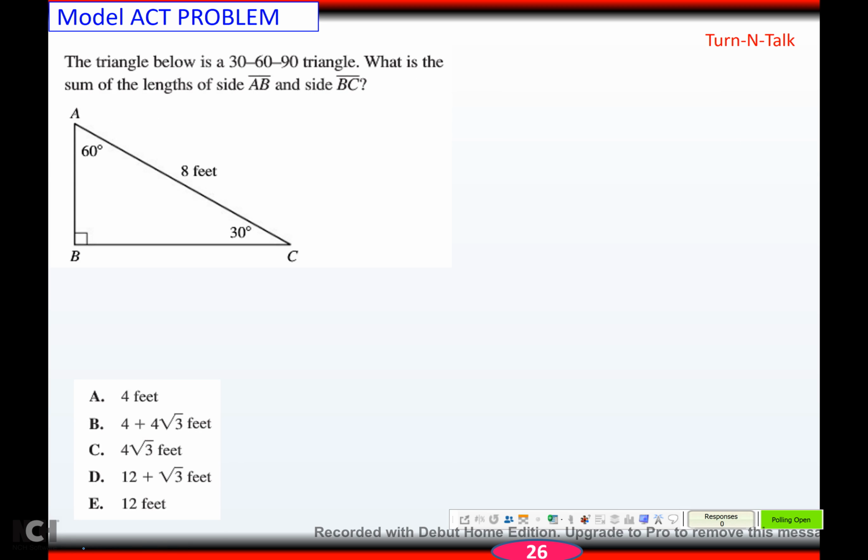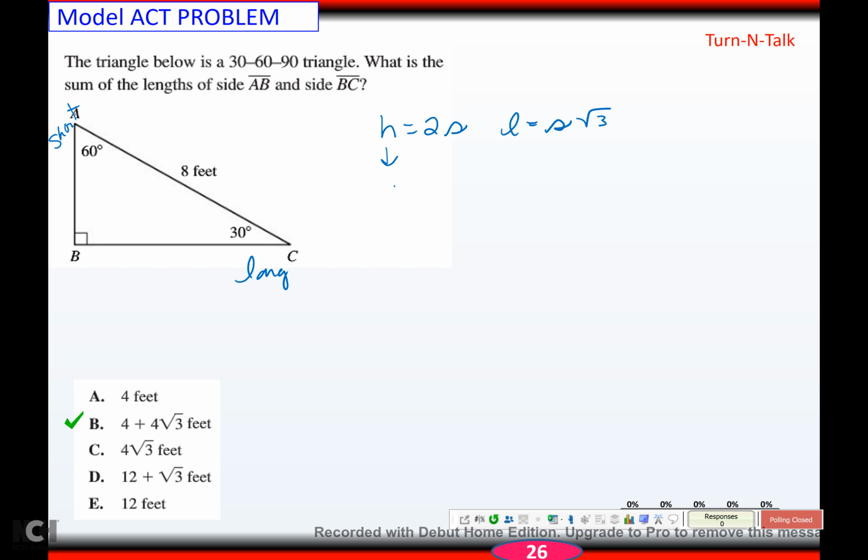Okay, try this one. Hit pause. Come back when you're ready. And hopefully you got B. So we have a 30, 60, 90, which makes the short side next to 60, the long side next to 30. What is the sum of the lengths of sides AB and BC, which is the short leg and the long leg? Well, my hypotenuse is 2 times the short leg, and my long leg is my short leg times the square root of 3.